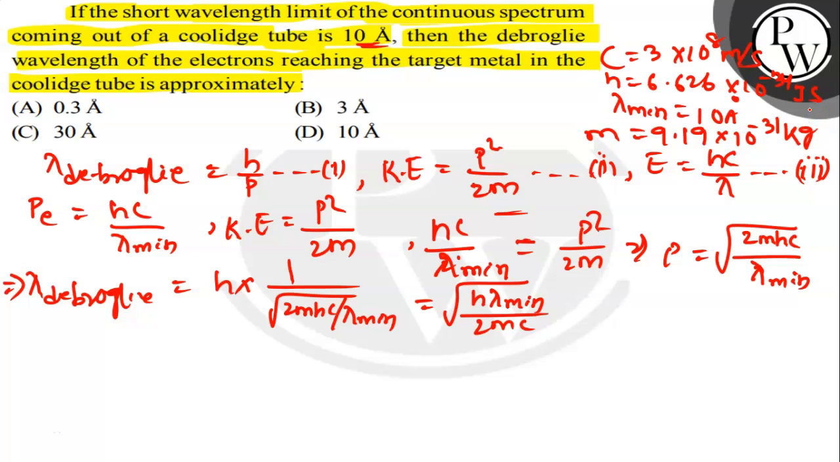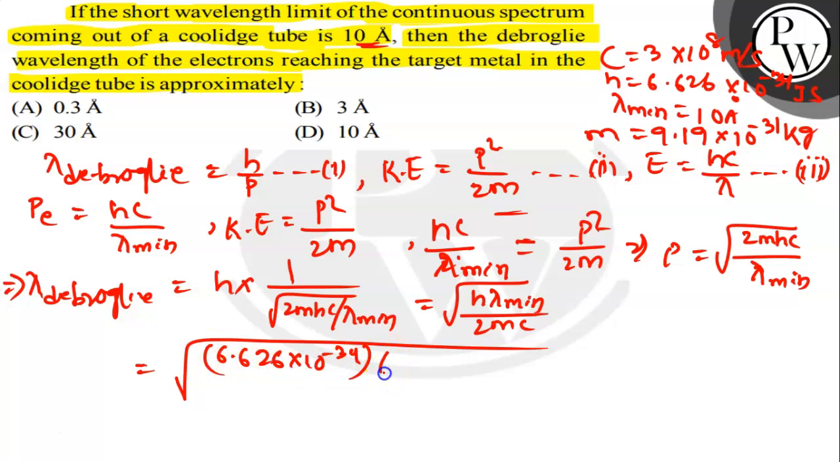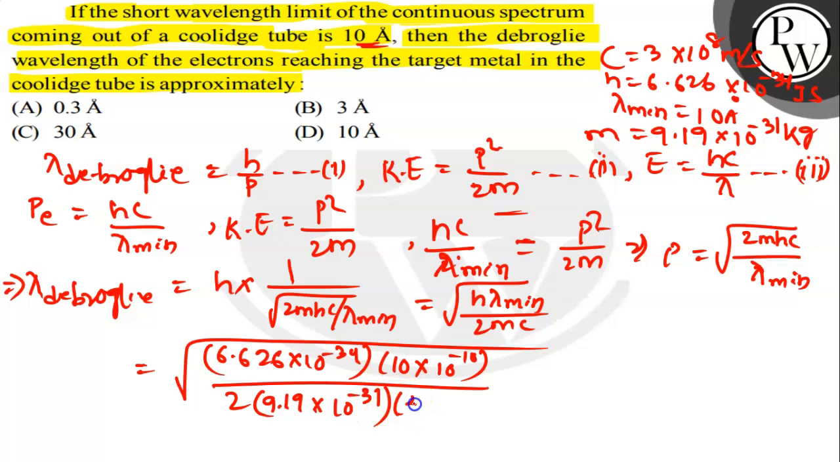Hence the de Broglie wavelength is, we'll put the values, root over of 6.626 into 10 to the power minus 34 into 10 into 10 to the power minus 10 divided by 2 into 9.19 into 10 to the power minus 31 into 3 into 10 to the power 8. So it will be 0.3 Angstrom.